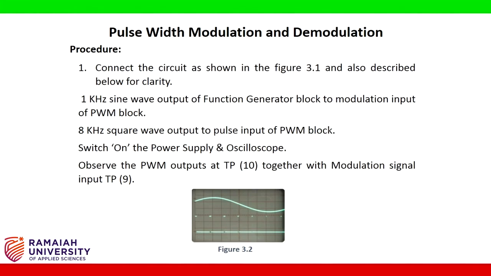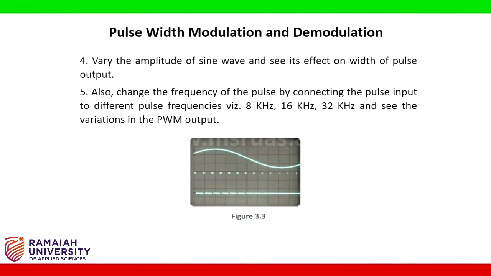Switch on the power supply and oscilloscope. Observe the PWM outputs at TP10 together with modulation signal input TP9. Vary the amplitude of sine wave and see its effect on width of pulse output. Also, change the frequency of the pulse by connecting the pulse input to different pulse frequencies 8 kHz, 16 kHz, 32 kHz and see the variations in the PWM output.